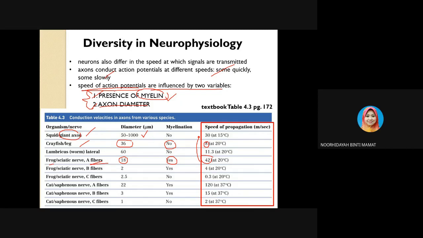Okay, so the speed of the AP actually depends on either the presence or absence of myelin, and it depends on the axon diameter. For example, in the cat saphenous nerve, the C fibers only have a small axon diameter and don't have a myelin sheath, so you see the speed of propagation is very low, only 2 meters per second.